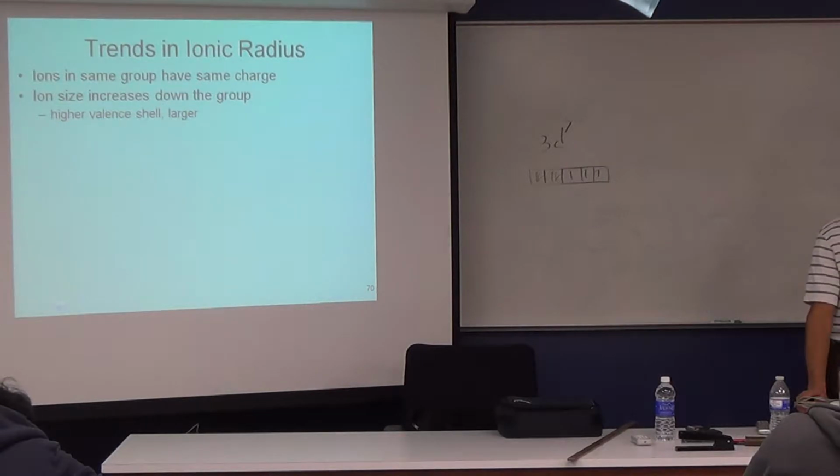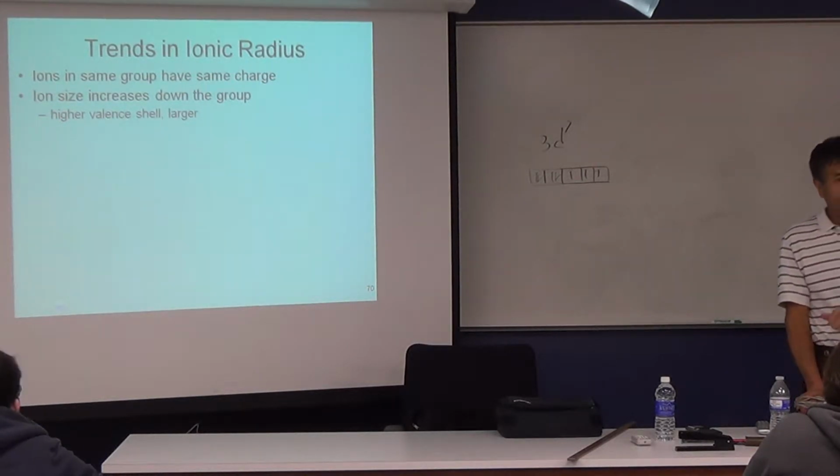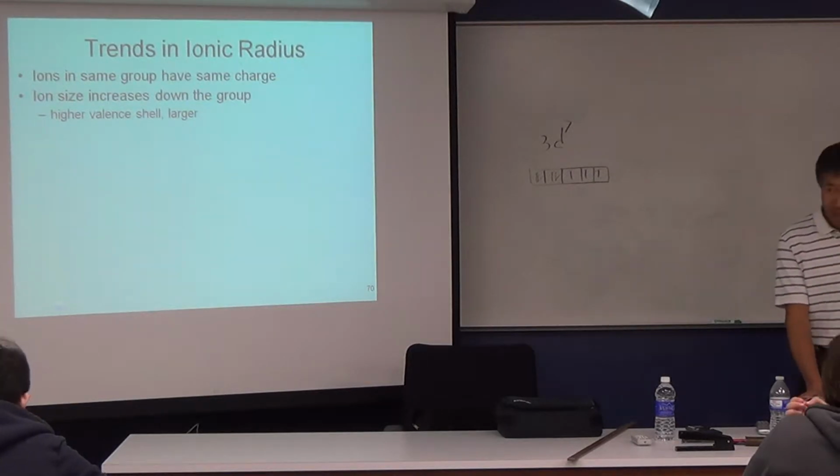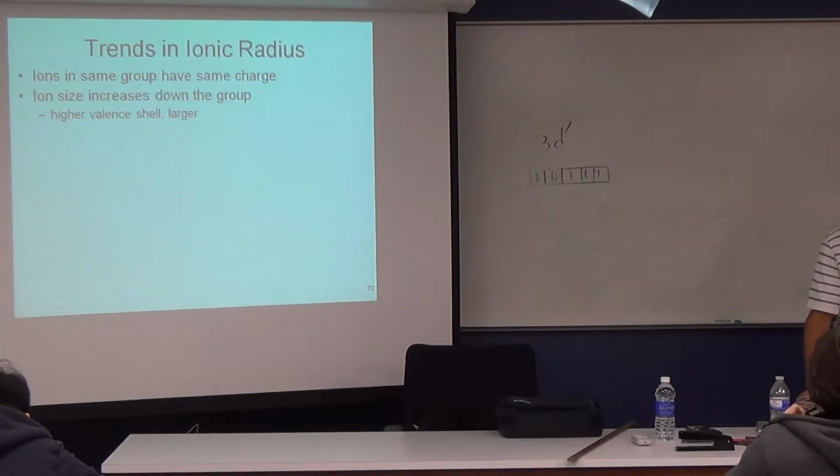Ion size: because they have the same charge, you can compare them relatively easily. The size increases down the group, from top to bottom. This is the same as for the atom. Remember for the atom, the top is smaller and the bottom is bigger; the left side is bigger and the right side smaller. The reason the ion at the bottom is bigger is that it has a higher valence shell.